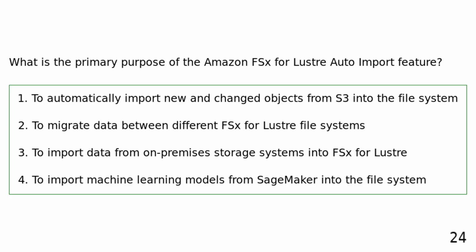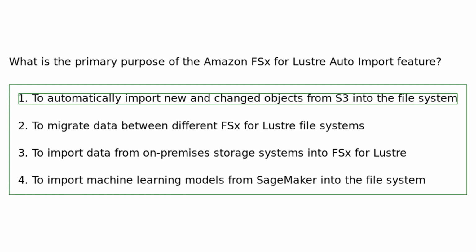What is the primary purpose of the Amazon FSx for Lustre auto import feature? To automatically import new and changed objects from S3 into the file system. To migrate data between different FSx for Lustre file systems. To import data from on-premises storage systems into FSx for Lustre. To import machine learning models from SageMaker into the file system. The auto-import feature allows FSx for Lustre to automatically detect and import new or changed objects from a linked S3 bucket into the file system, keeping data in sync.